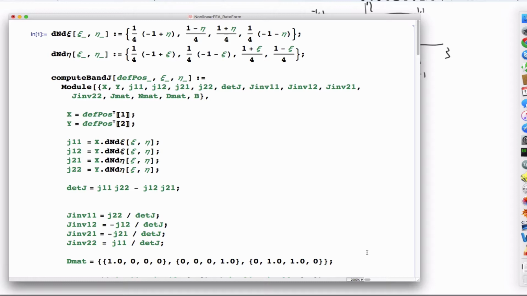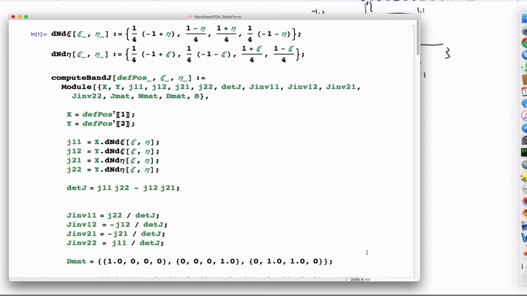It's just the four nodes in their x and y positions. Okay? So then I just take those positions and I break them into two, because that's just one vector that contains all the information. I just break them up into the x and y positions of the four nodes. And then I'm going to compute the entries of that J matrix, that was in the node.